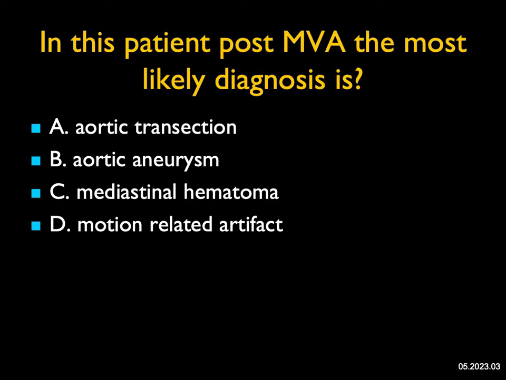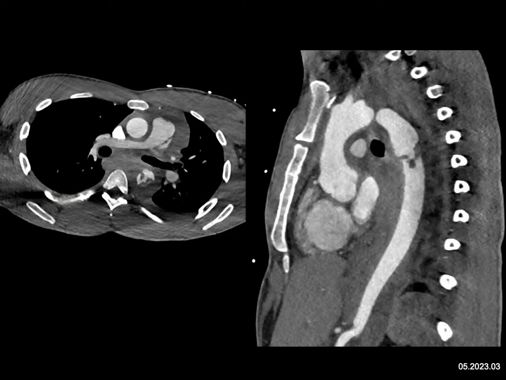In this patient post-motor vehicle accident, the most likely diagnosis is, well, what you see in this case is a subtle sternal fracture, and you see a hematoma, particularly in the posterior mediastinum, but also anterior mediastinum. The descending aorta on the axial images looks really abnormal. And it's really abnormal, of course, on the sagittal view, which is done with 3D volume rendering. It's not an aortic aneurysm. And yes, there's a mediastinal hematoma present, but that's only part of the story.